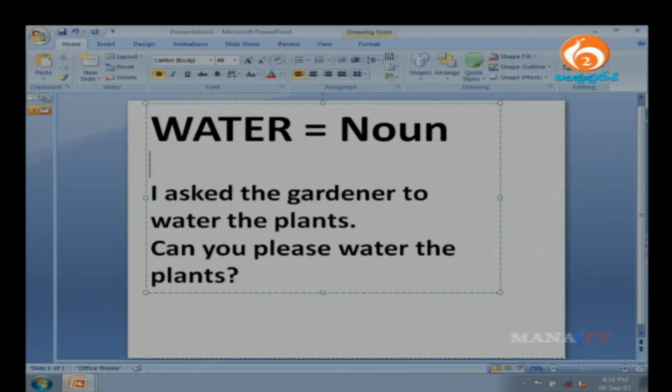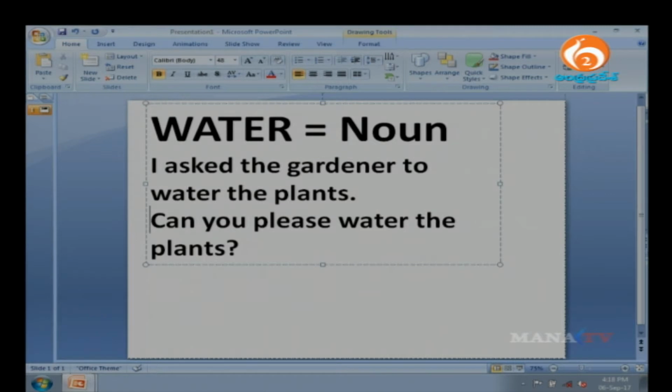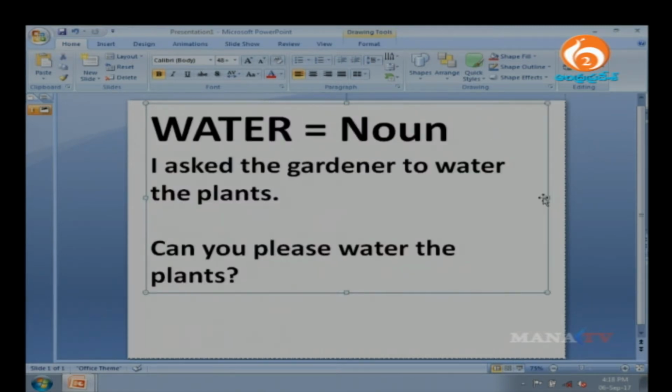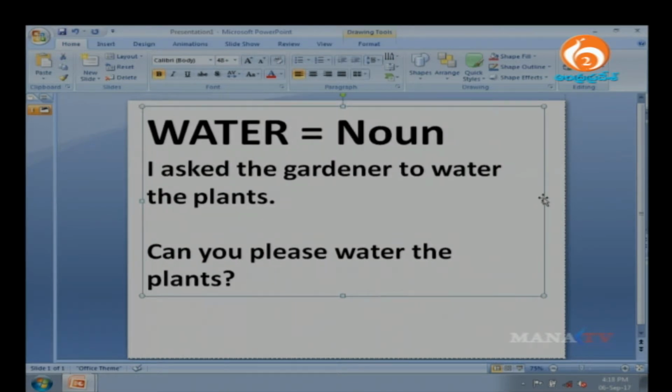But if I remove this sentence and I have this as sentence number 1 and this one as sentence number 2, I ask the gardener to water the plants, can you please water the plants? Now here, water becomes a verb. This is exactly why we cannot have a rule in terms of what word comes under which part of speech. We cannot put a rule around it.